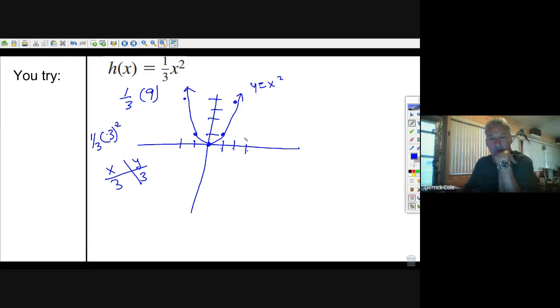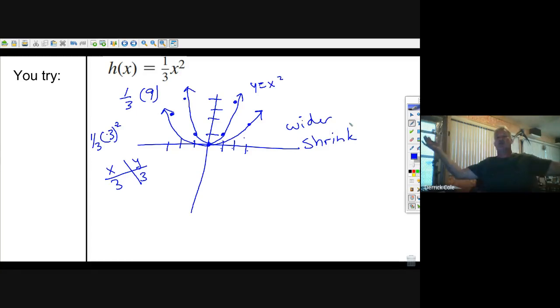So 1, 2, 3. 1, 2, 3. 1, 2, 3. 1, 2. All right, so you see how it kind of gets wider? So it's wider. What's the technical term for that? A shrink. Think of this as shrinking, like a flower that would shrink away from whatever it's shrinking away from. Opening up, shrinking. Shrinking away from the y-axis is actually what it's doing. So here's x squared, here's 1/3 x squared.